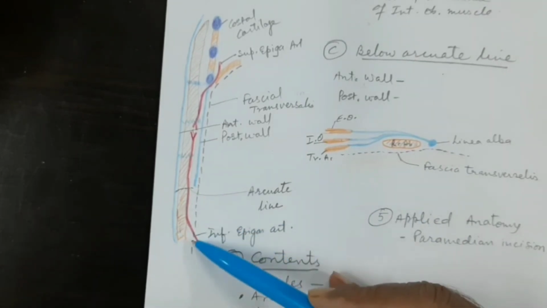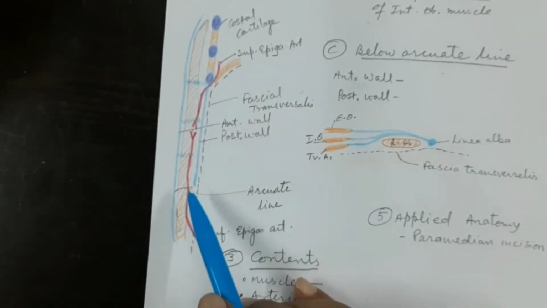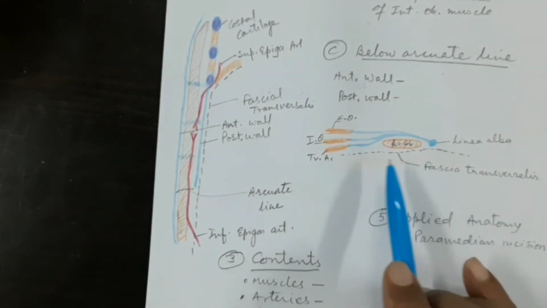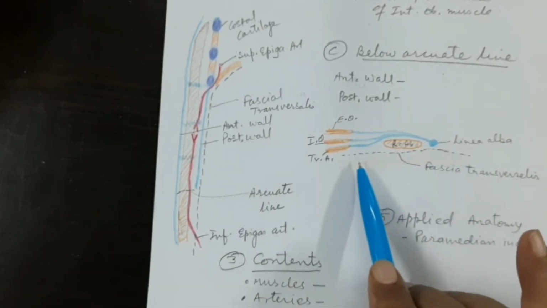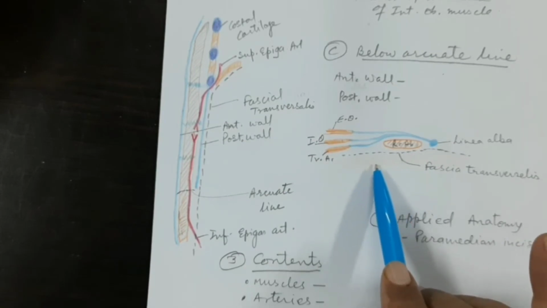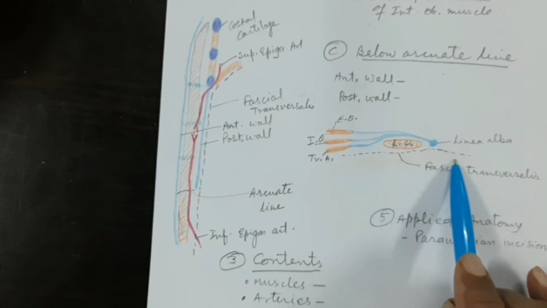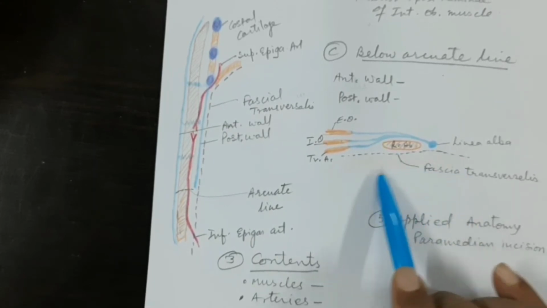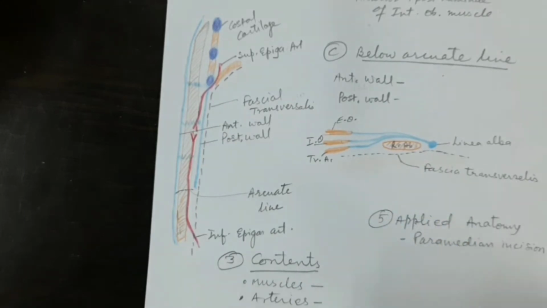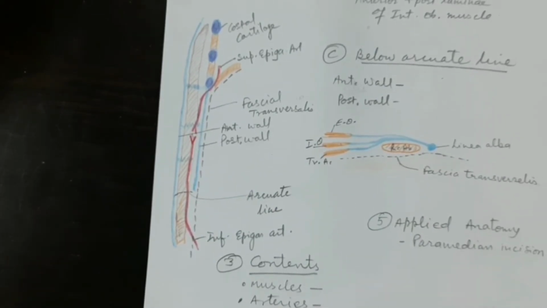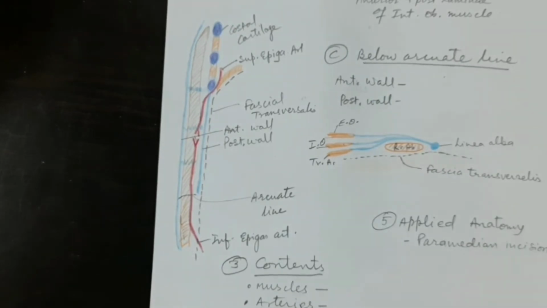So that means in the remaining part below the arcuate line, muscle will directly lie onto the transversus, the fascia transversalis, and just deep to the fascia transversalis is the extraperitoneal fat, and deep to that will come the peritoneum, the parietal peritoneum. And if you cut open the parietal peritoneum, you will go inside the abdominal cavity, where viscera are located. You will go immediately onto the intestinal loop.